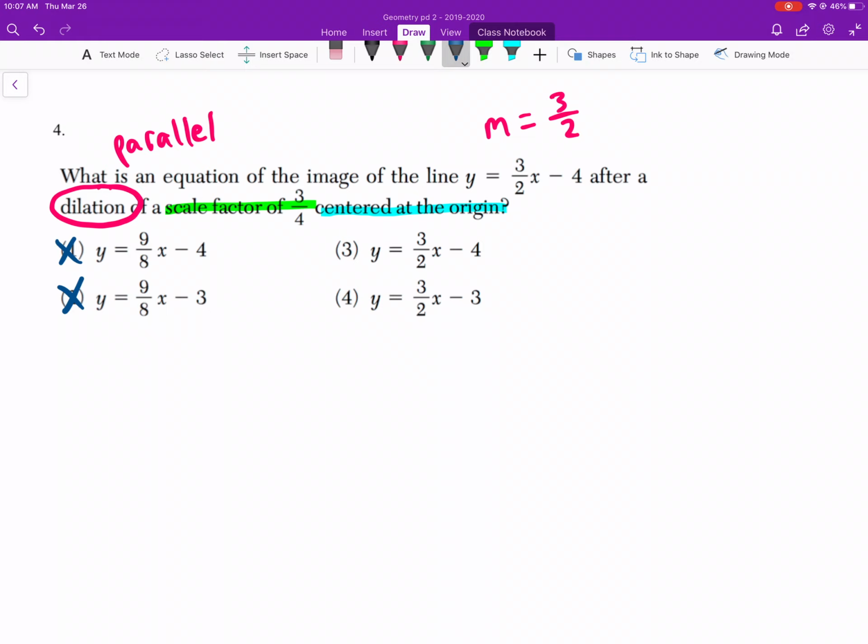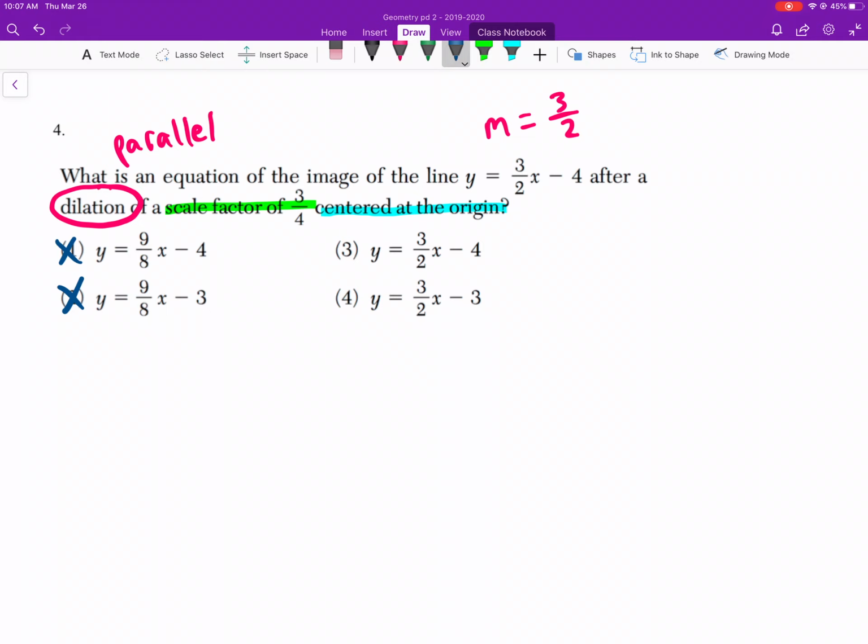Okay, so now we need to determine, look at choice 3, y equals 3/2 x minus 4. That's the exact same line. Okay, and then choice 4, y equals 3/2 x minus 3. The first one, when the line doesn't change, just for a little repetition of yesterday, y equals 3/2 x minus 4. The line does not change when the center of dilation is a point that's on the line. Alright, and for choice 4, y equals 3/2 x minus 3, the center of dilation would have to be some random point that's off the line.